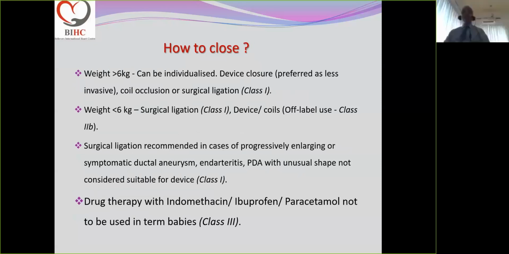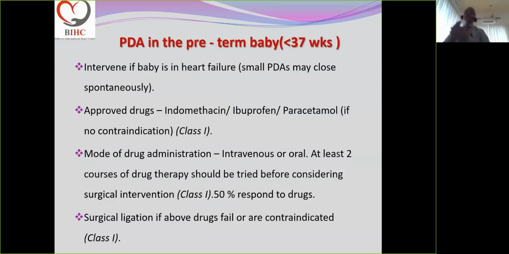If you have a symptomatic PDA in a preterm baby, a PDA which is causing heart failure, which is causing the baby to stay on a ventilator, indomethacin, ibuprofen, or paracetamol can be used in the preterm baby. In the term baby, this is not recommended. So in the preterm baby, intervene if the baby is in heart failure. Remember, small PDAs in a preterm may also close spontaneously. So you don't necessarily need to jump in with a drug simply because you saw a small PDA.